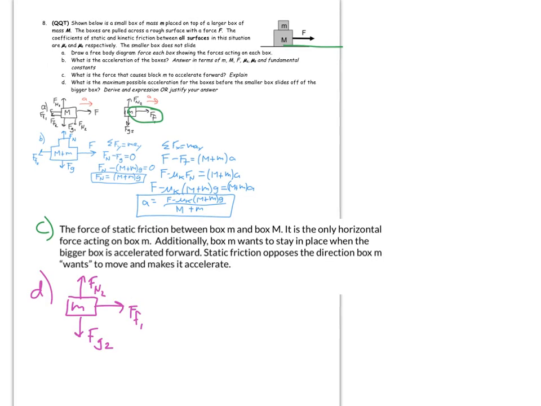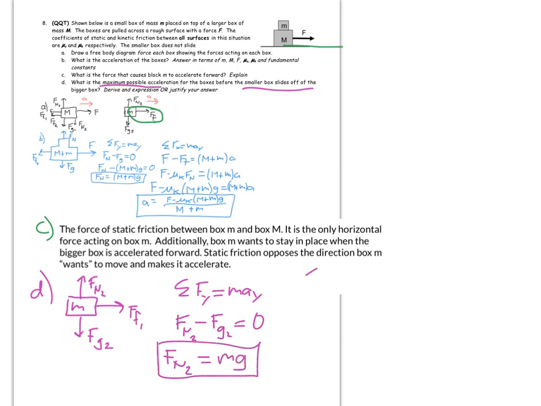For D here, I want to find the maximum possible acceleration of the boxes before the small box slides off. So I'm going to think about the forces acting on that smaller box and set up my max and may. So I just moved this free body diagram down here. Now I'm going to set up my max and may for the smaller box itself. It's going to be Fn2 minus Fg2 equals 0 in the y direction. So that means that Fn2 is just equal to mg, the mass of the smaller box, times g. And in the x direction, the only thing I have is that force of static friction, which I'm calling Ff1.